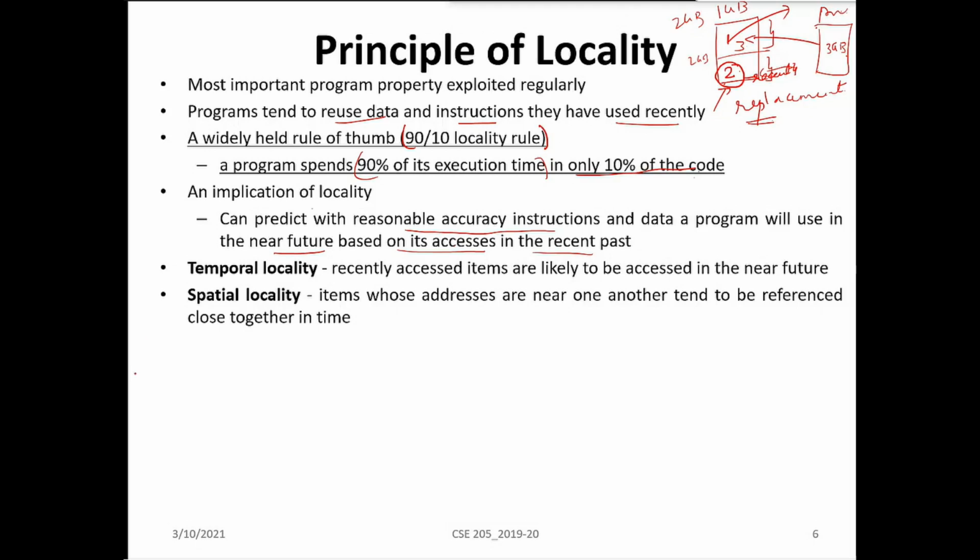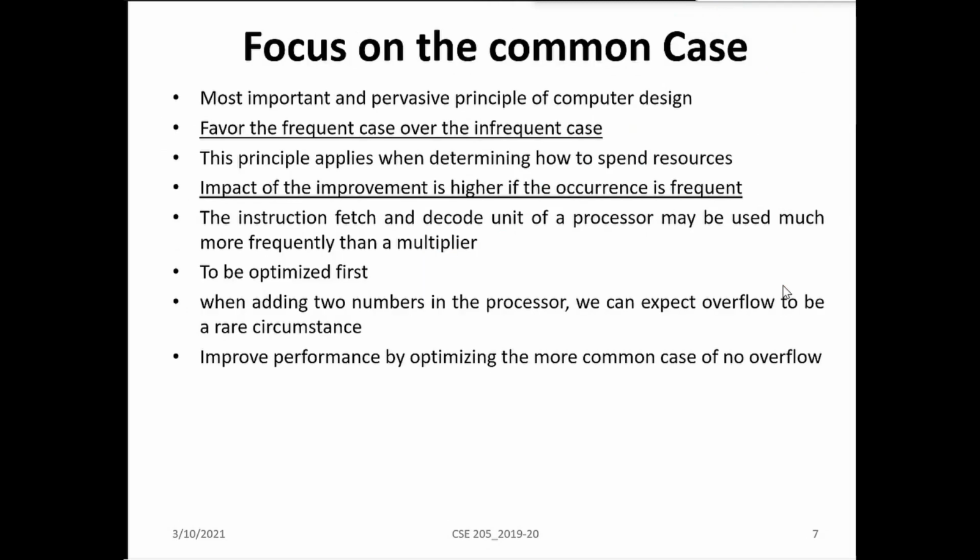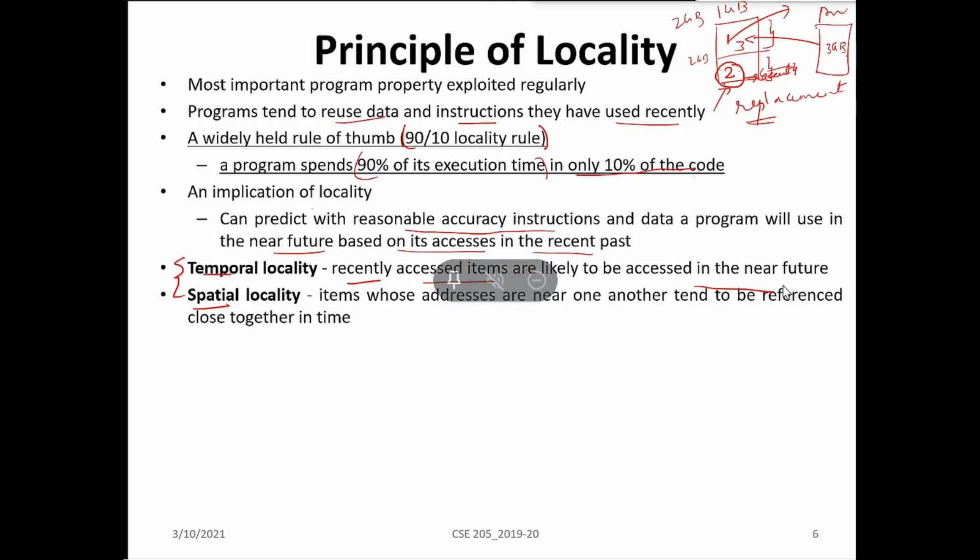For that, they go for two things. One is temporal locality, and the other is spatial locality. Temporal locality means recently accessed items are likely to be accessed in the near future. This is the assumption. So whichever data has been accessed recently, or is to be accessed in the near future, they will keep here, and whatever data is not accessed will be removed from memory.